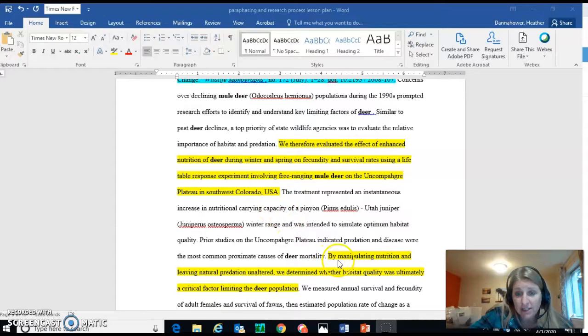But let's look down here and say by manipulating nutrition and leaving all the other things that might kill deer in place, so leaving natural predation, we determined whether habitat quality was a critical factor limiting the deer population. So how can we say that? Well, we'd say they manipulated nutrition to see if it impacted mule deer's survival during the winter and spring and mule deer's ability to produce young. Simple, right? Doesn't that sound so much easier than the words they used anyway?